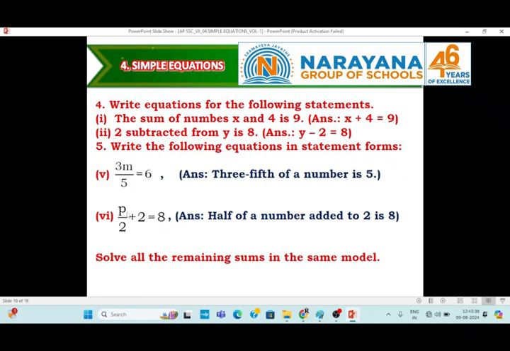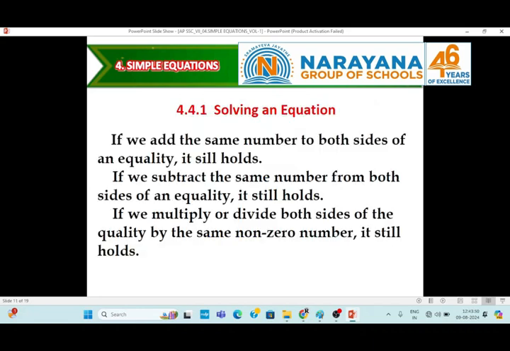1 by 2 into p. That means half of the p is added to 2, then the result is equal to 5. In such a way, we are going to discuss the remaining sums in the same model. Now moving on to the next subtopic, solving of an equation.